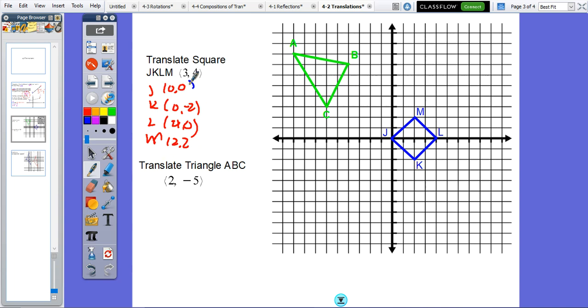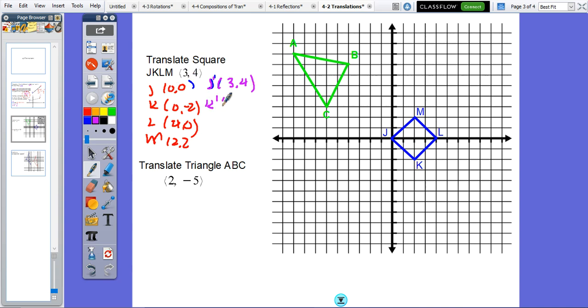So in doing so, 3 plus 0, our J prime will be at, I'm going to change colors actually, J prime will be at 3, 4. It's pretty simple because you're going from 0, 0 to 3, 4. It moves along that vector. All right.